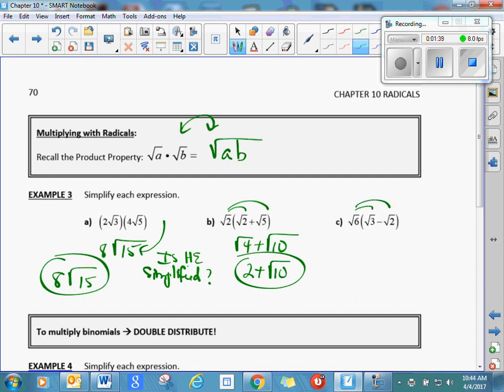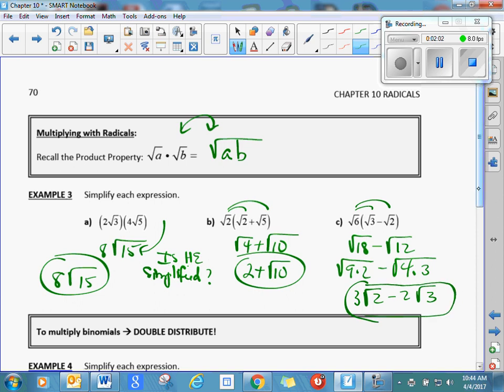Here's another one. That's radical 18 minus radical 12. Both of these can be simplified. I can think of 18 as 9 times 2, and I can think of 12 as 4 times 3. So once I take my perfect squares out, I have 3 radical 2 minus 2 radical 3, and I'm done, because the radicands are different.